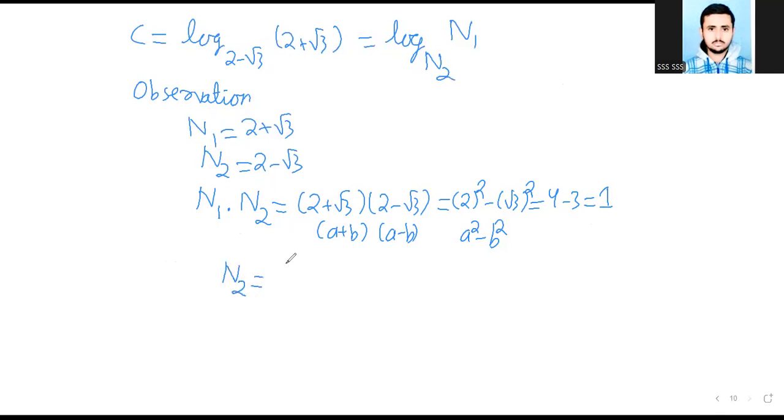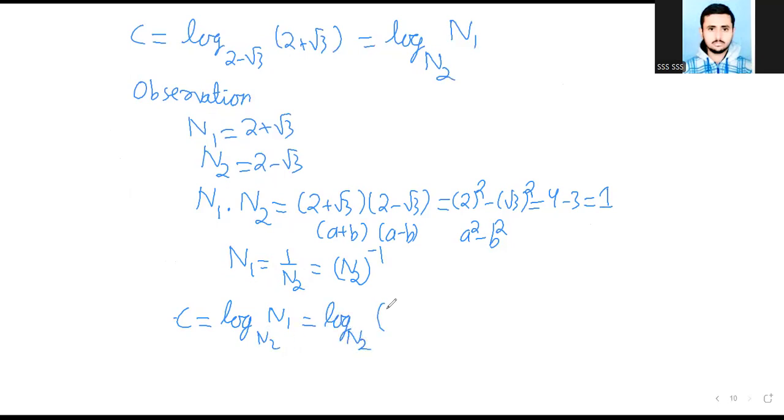So n1 is equal to 1 by n2. That means this is equal to n2 raised to the power minus 1. So c is equal to log n1 base n2, which is log of base n2, and the argument becomes n2 raised to the power minus 1. So the power will get converted into multiplication. So you get minus 1 log n2 base n2. Log n2 base n2 is 1. So we get minus 1 into 1 equal to minus 1.